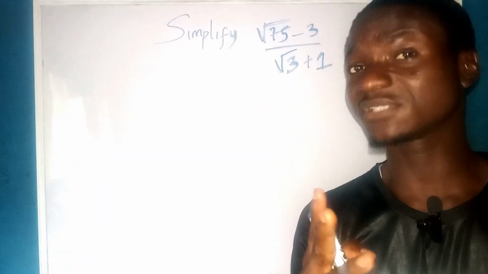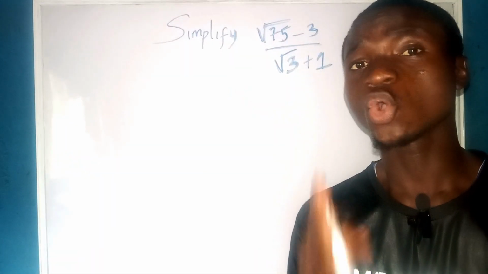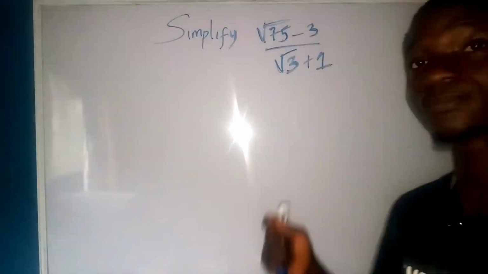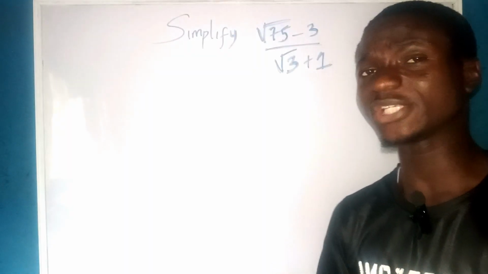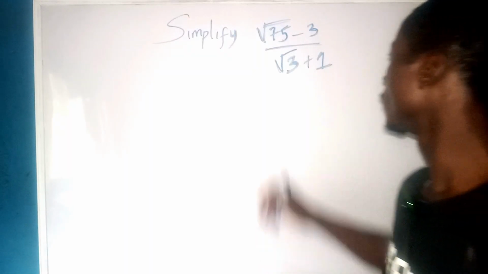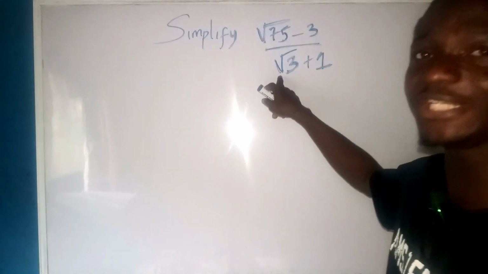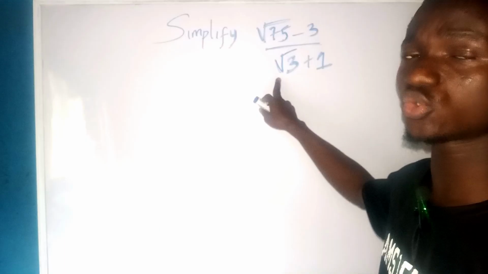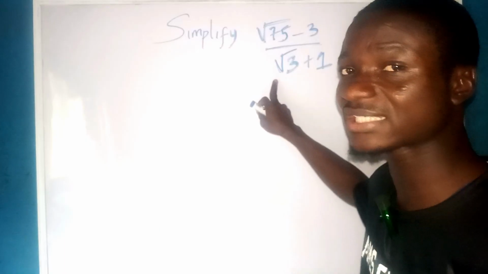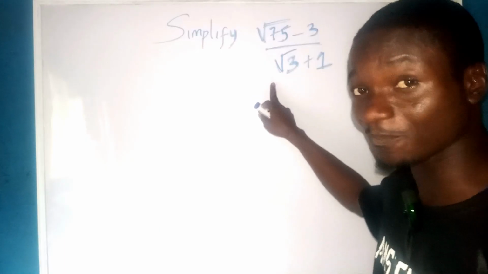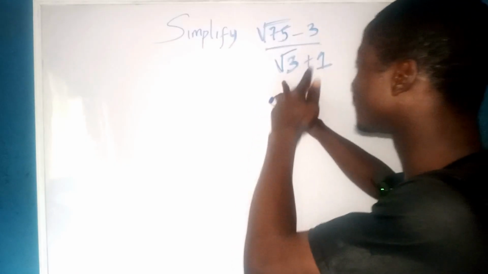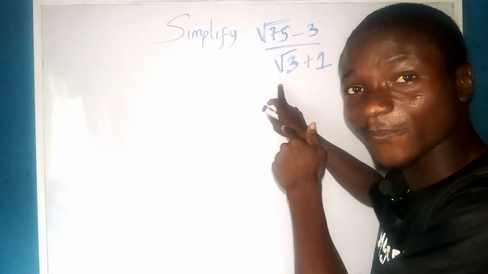Simplify (root 75 minus 3) over (root 3 plus 1). Now, what do we do in this question? First thing, we can find out that we have a denominator, and the denominator of this fraction is in roots. So we have to rationalize the denominator of the fraction. What do we mean? We have to remove the roots in the denominator of the fraction.